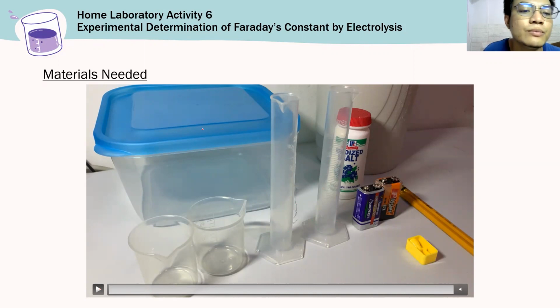For the tub, you can look for an alternative. For example, Tupperware with a considerable height. You can also use a tabo or dipper. You can use that. But in my case, I have this spare tub from the kitchen, so I used it. So those are the only materials. Again, just to emphasize, the battery here should be 9 volts.